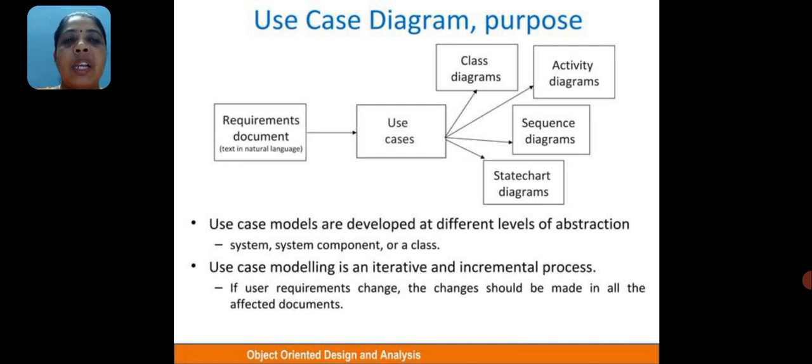Use case models are developed at different levels of abstraction. So it should hide the unimportant features and extract only the major part of the working system. System components are classes. Use case modeling is an iterative and incremental process. Each and every time there is a requirement change, we can change the diagram, but it also affects the documentation.